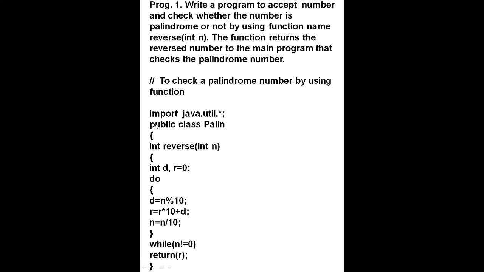Import java.util, then public class palin. Now int, because the function name is reverse, so we will take int reverse and the number is int n. Then curly bracket start, int d and r is equal to 0, because we don't know the remainder. Now we will use the do while loop. Do, because when we are finding the palindrome number, that time we will use the do while loop. So do, curly bracket start.